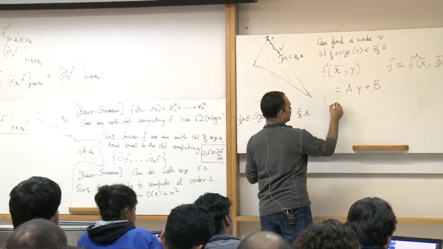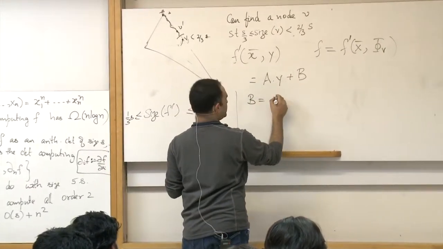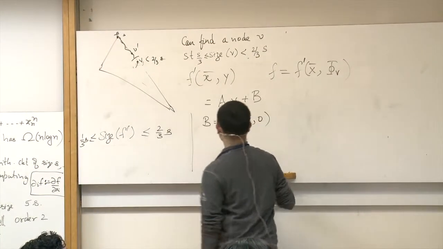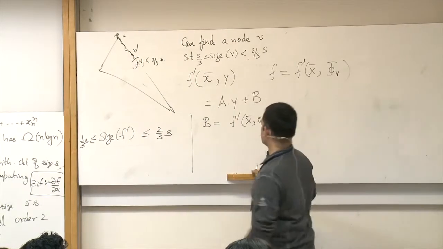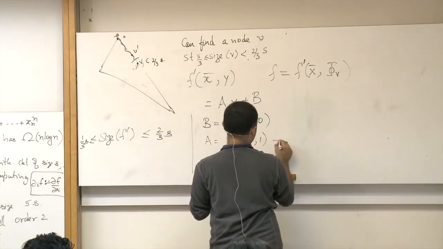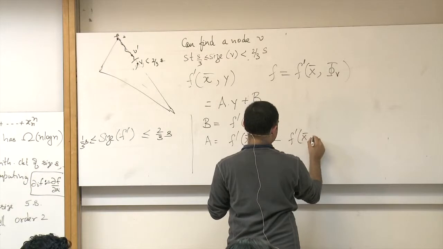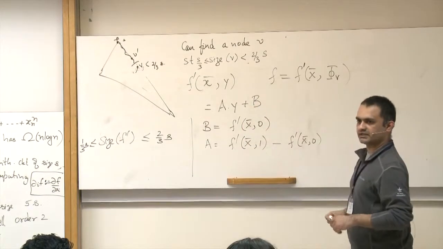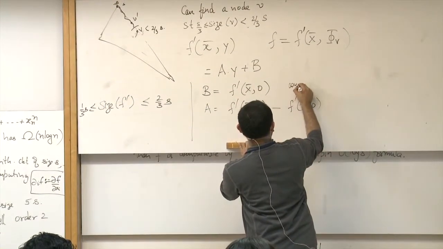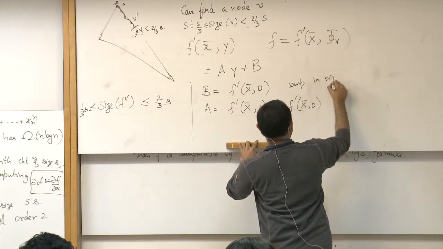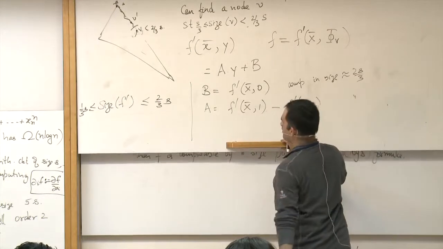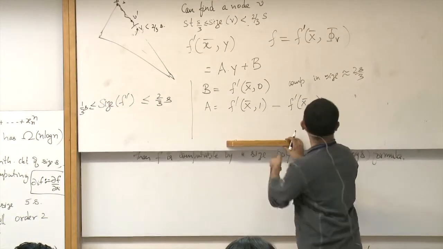Okay. Now what do I know about b? Now b is nothing but f prime of x comma 0, because if I substitute y here, I get 0. And a is going to be f prime of x at 1 minus f prime of x at 0. Right? So this means that this is computable in size something like 2s by 3. I mean, it's just an upper bound. This is also the same thing. And from these two, you can just build the circuit for f.